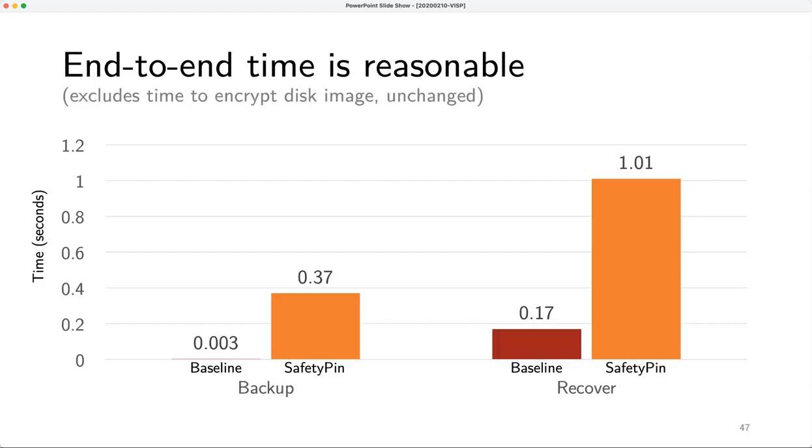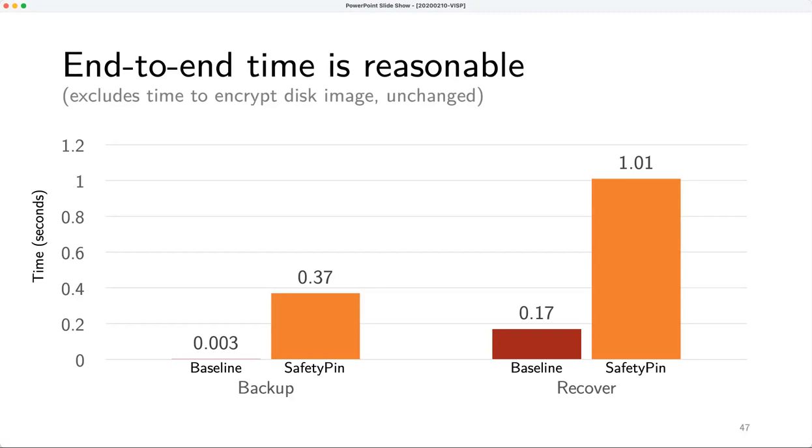So cool. So the first thing is that even using these super slow SoloKeys, the end-to-end time, both for backup and recovery, is totally manageable. Both are less than a second. And this baseline scheme is our re-implementation of what Google and Apple do today. This looks like a big jump, but at the same time, these times don't include the time it takes to even encrypt or decrypt your disk image, which is many gigabytes of data. So on top of everything else that's going on, this seems like a totally manageable cost.